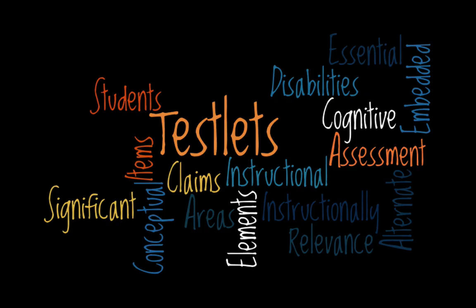The DLM system is an integrated system involving learning maps, claims, conceptual areas, essential elements, testlets, instructionally relevant items, and both instructionally embedded and year-end summative versions of the final assessment. The system is being developed and refined. The field test events in the first half of 2014 will provide important data that will support this continued work and lead to the completion of a fully operational system.